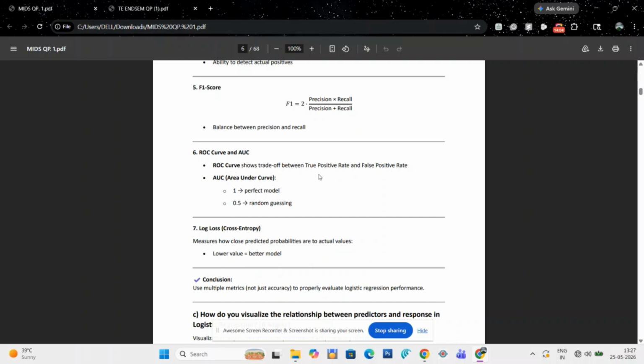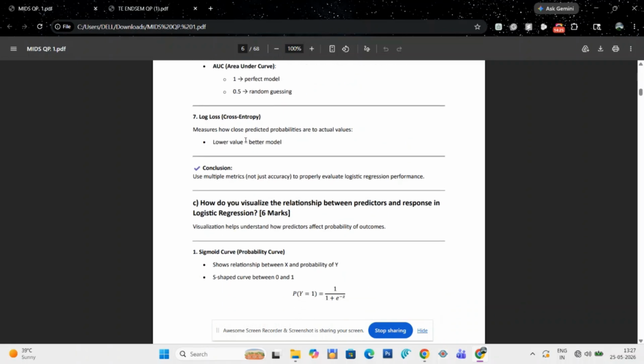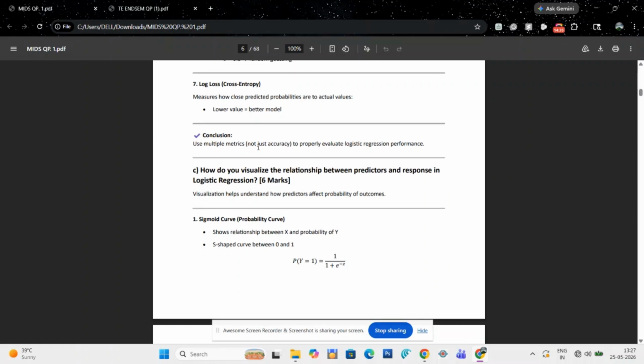And AUC, what is AUC? AUC is the area under the curve, how much area is calculated under the curve. If our AUC is 1, then our model is a perfect model, and if AUC is equal to 0.5, then it is random guessing. Log loss is a cross entropy, which measures how close predicted probabilities are to actual values. Lower value means better model. The conclusion is to use multiple metrics, not just accuracy, to properly evaluate logistic regression performance.